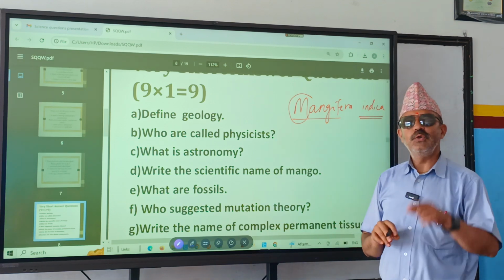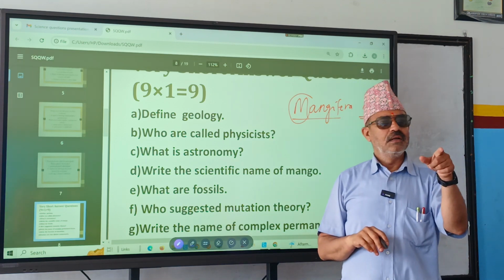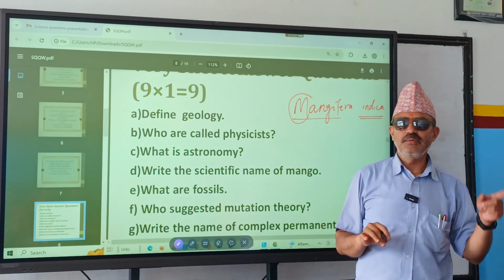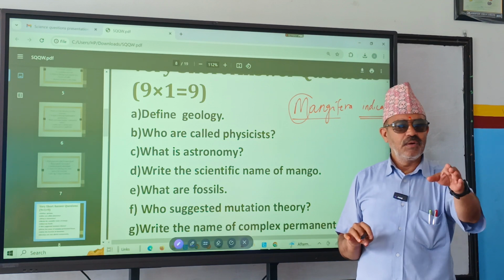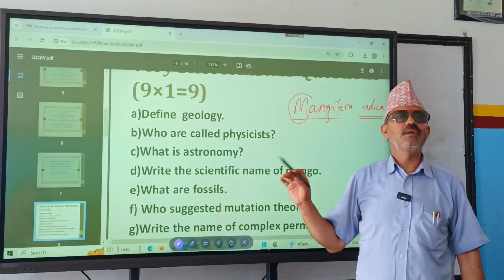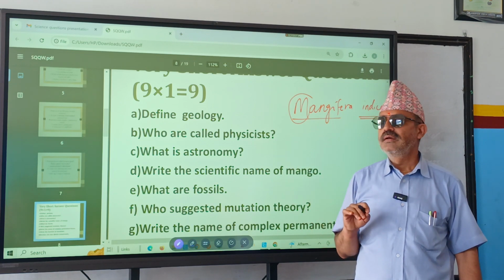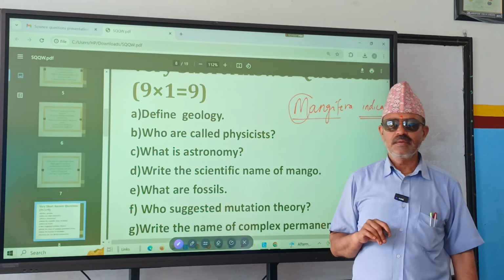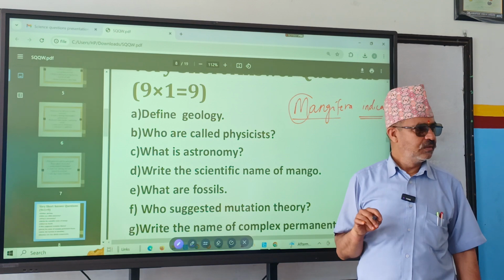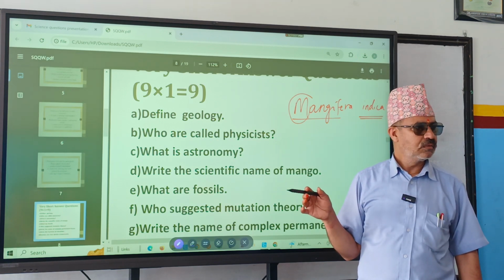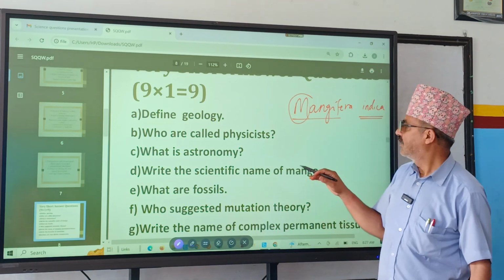So this is the sample. I may write the scientific name of frog. Then you have to write Rana tigrina. But in book, I think something is given. Will you check there once? Check there, scientific name. Chapter 2. Rana tigrina is given.